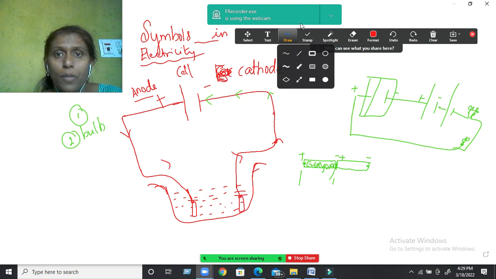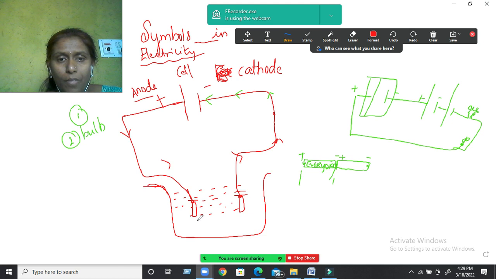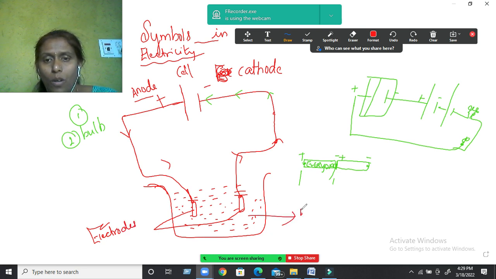Of course, it shouldn't be touching the container. Let me remove the container here. It shouldn't be touching the container. It should be big enough, and water is there everywhere. Got it? So, these are the two electrodes. One is on the positive side, and the other is on the negative side. This is the water which is boiling.